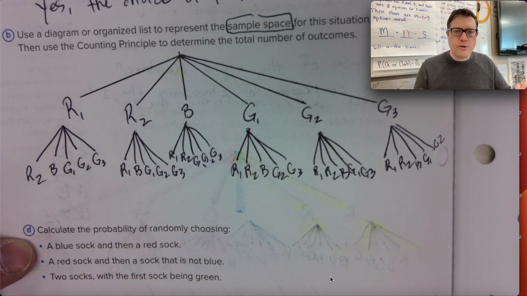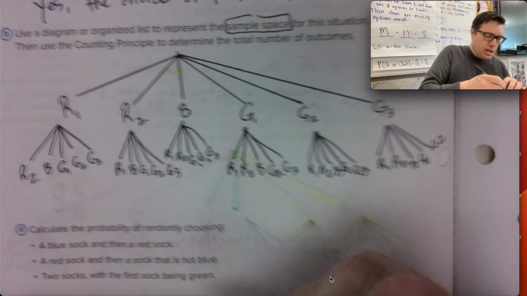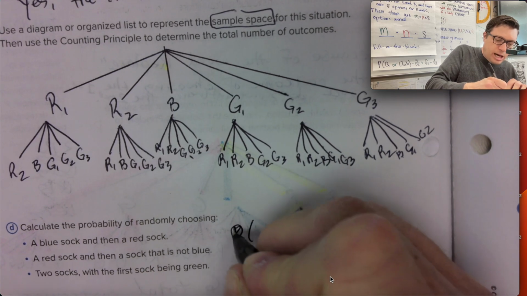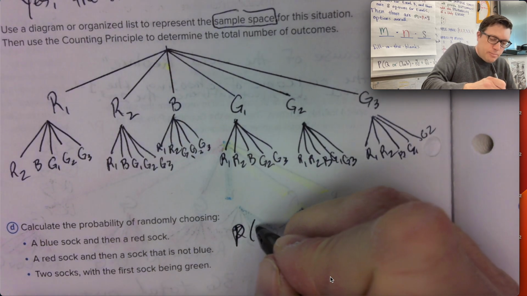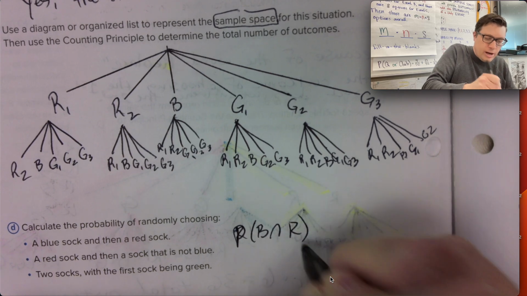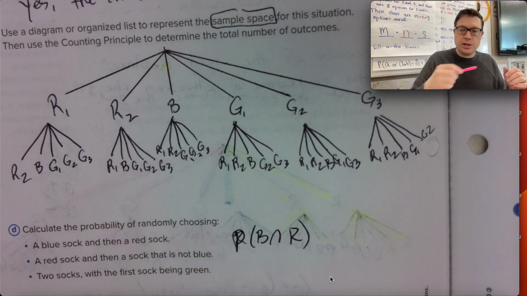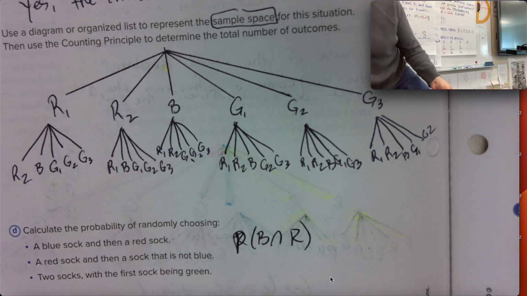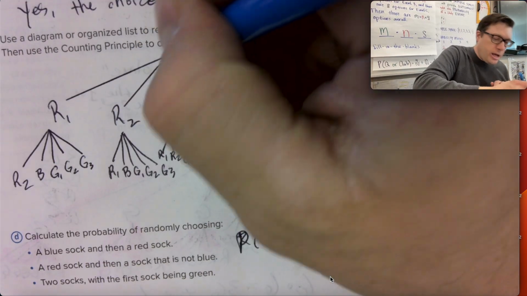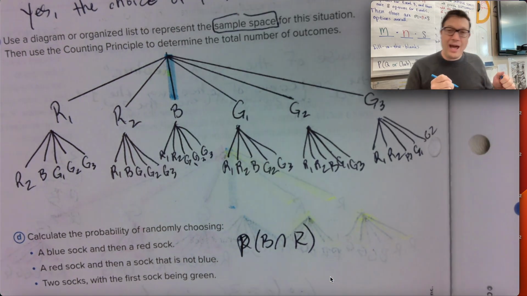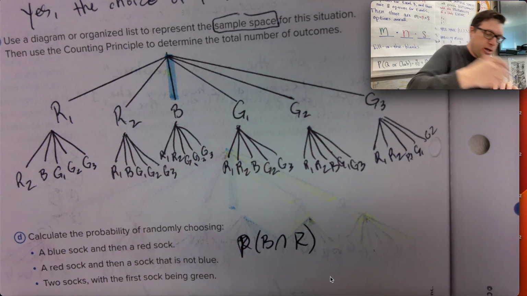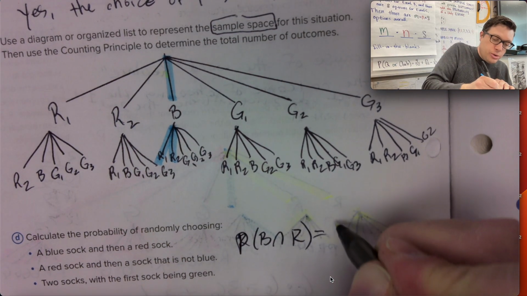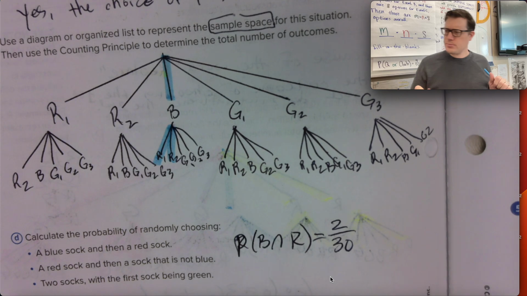Calculating the probability of a random choice, like the probability of a blue sock and then a red sock. So capital P for probability, getting a blue and then a red. Well, when we look at our options, I might as well try to use the highlight color that matches. Where's my blue? There's my blue highlighter. There we go. Getting a blue sock and then a red sock would be those 2 options, or in other words, 2 out of 30.